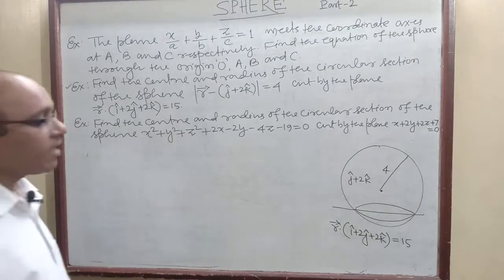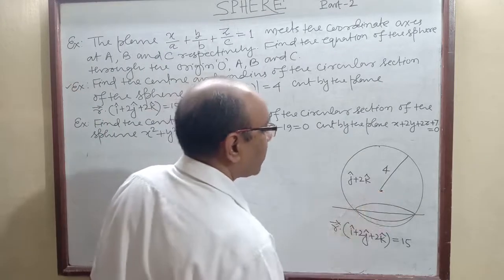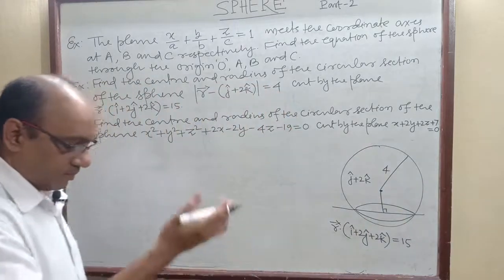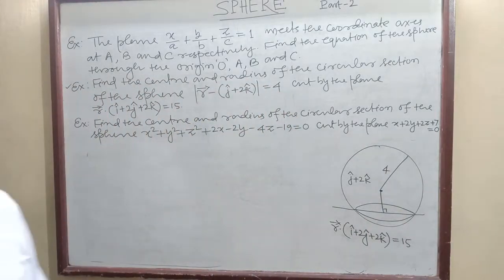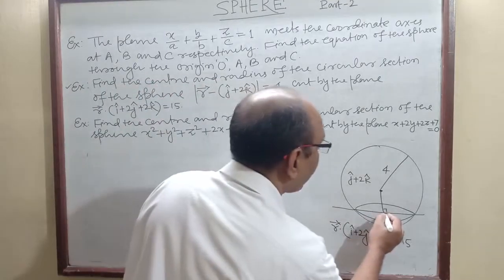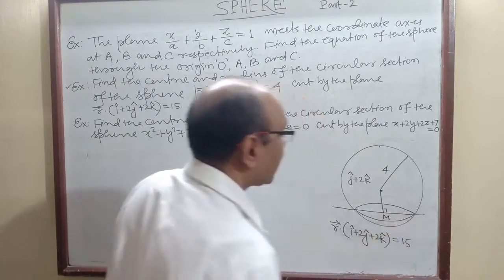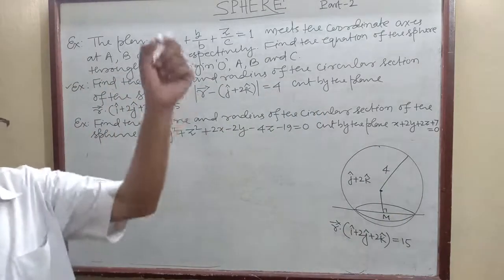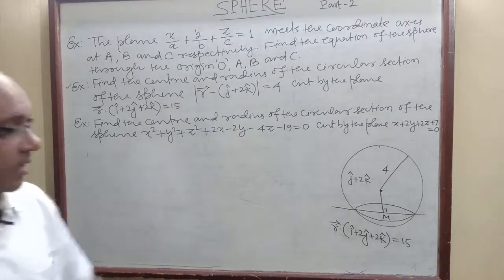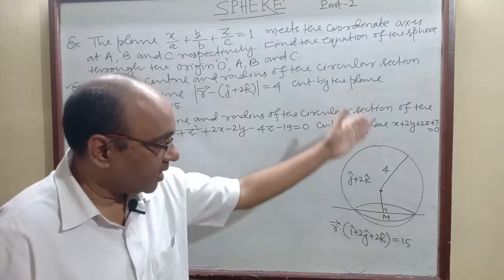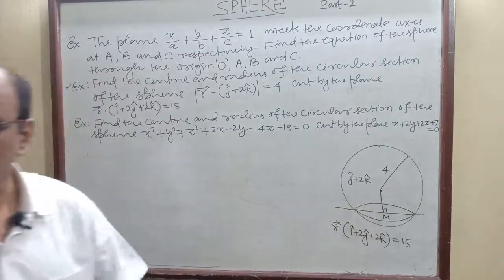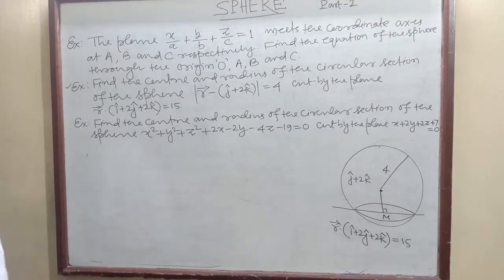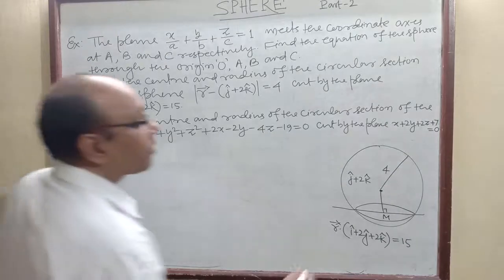Okay. Now see, this is the center of the sphere. From this center, if you draw a perpendicular on the circular section, then this foot of the perpendicular, suppose M, will be the center of the circular section, because it is a symmetrical figure. If from the center you draw a perpendicular, it will be the diameter of the sphere. So M will be the center of the circular section. That we have to calculate, the coordinate of M. And what will be its radius?